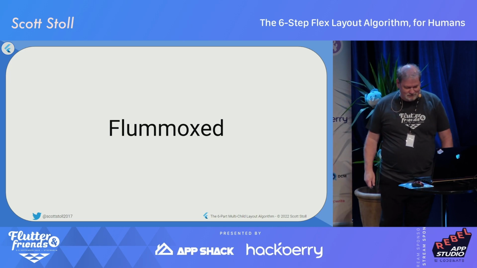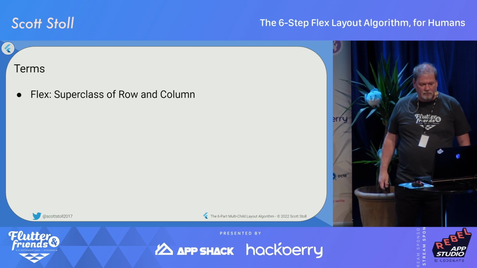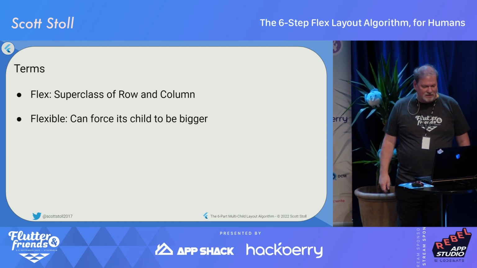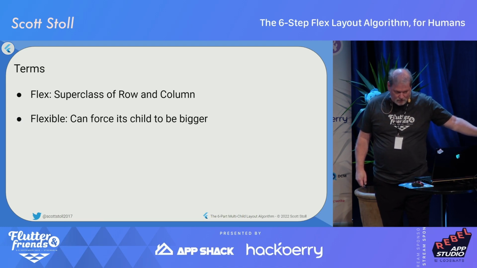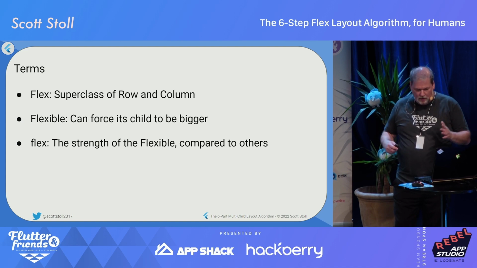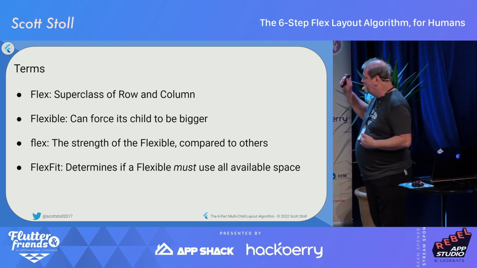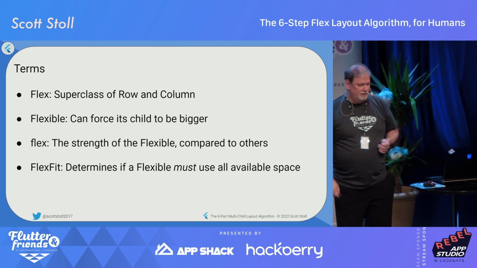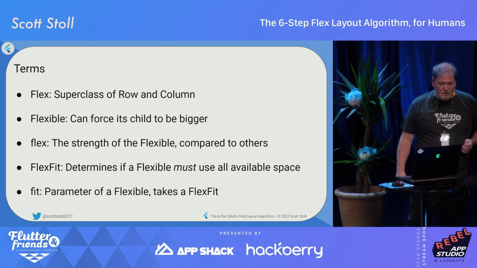All right. Let's look at some terms. Now, this is the part we're going to blow through. Terms. The flex. It's a superclass of row and column. Next, the flexible can force its child to be bigger, doesn't have to. Flex, the strength of the flexible compared to other flexibles. Then the flex fit determines if it's going to have to fill the available space. The fit parameter takes a flex fit.